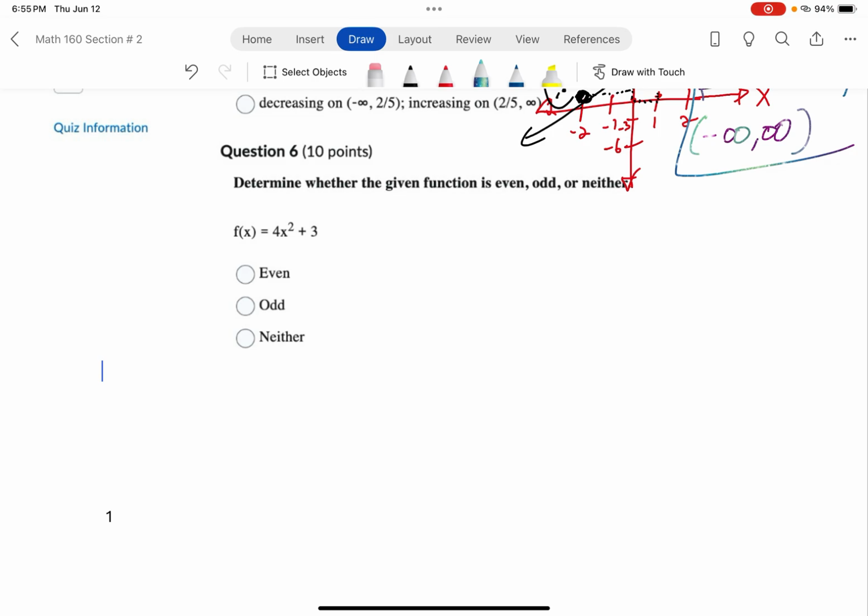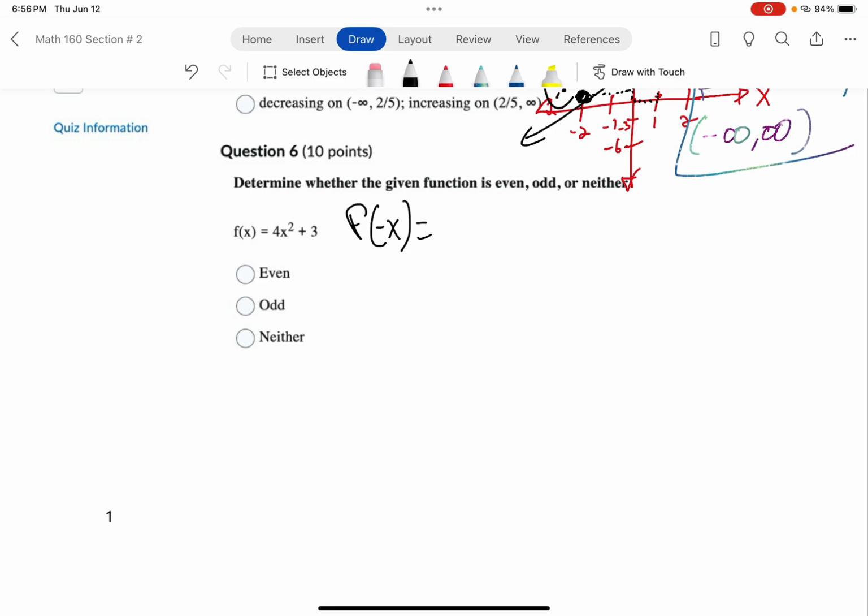Let me see what this one is. So when I plug a value into the same function, instead of positive x in the equation, I will write negative x. If I get the same function as f of x, like at the beginning, I can say that this is even. But if I get a negative function, this will be odd.